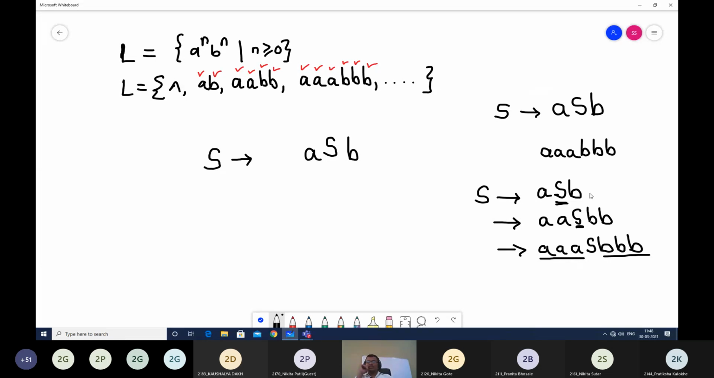Are you able to understand this? So if I want to keep on increasing my number of A's and number of B's, simply I can apply the same production rule again and again to generate all those possible strings. Is it clear? Is it understood, students? How did we use the same non-terminal symbol?